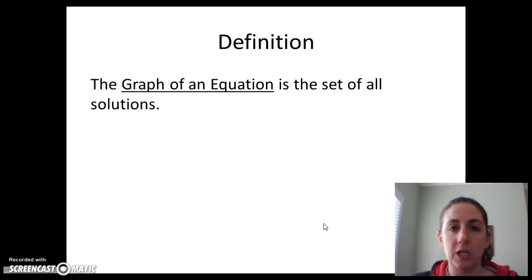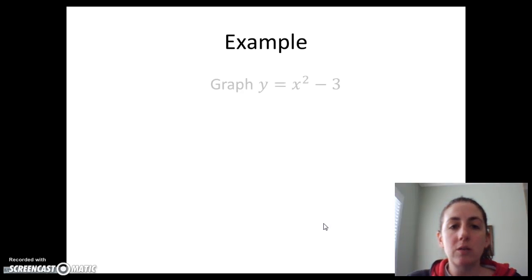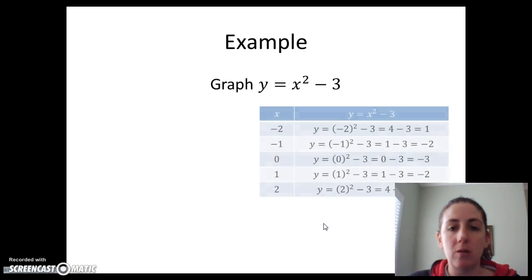Now our next definition is the graph of an equation. This is the set of all possible solutions. Well, many equations we deal with actually have infinitely many solutions, and you can't actually plot them all or find them all. So to graph an equation, we'll go to our old school method of graphing. We'll pick some x values, plug them in to get their corresponding y values, and graph a few ordered pairs. Once we see the shape of the graph, then we can draw the graph to represent all the solutions.